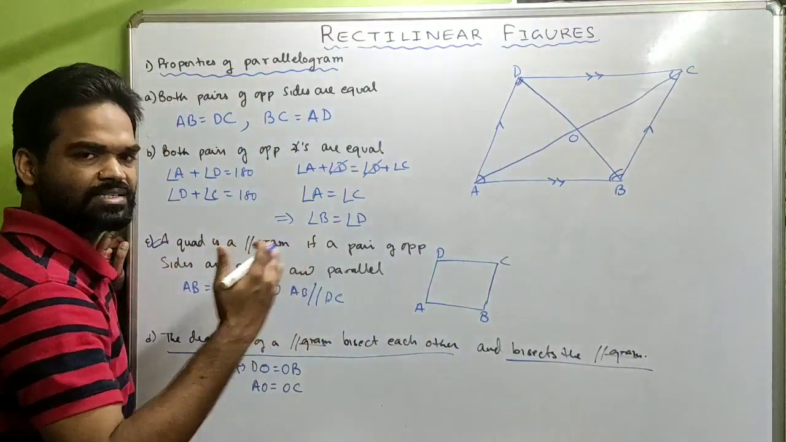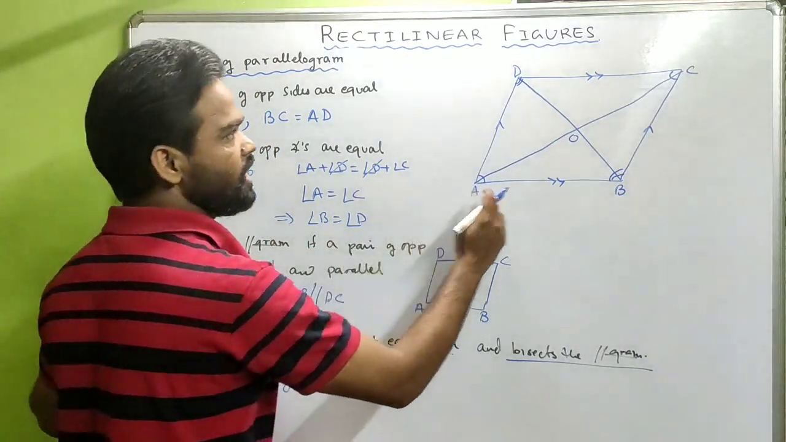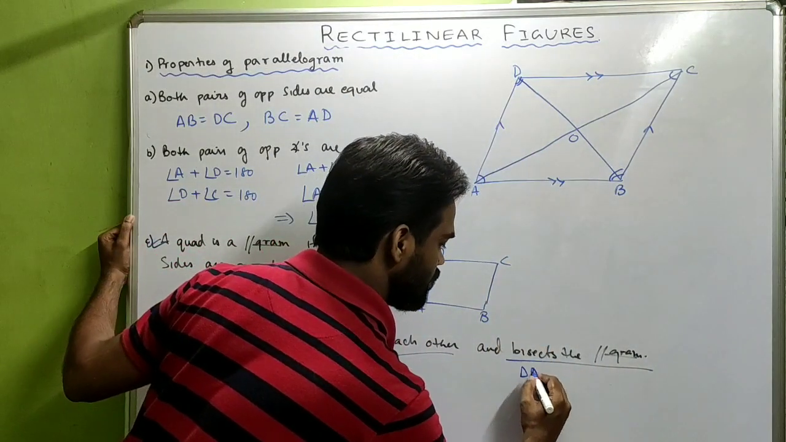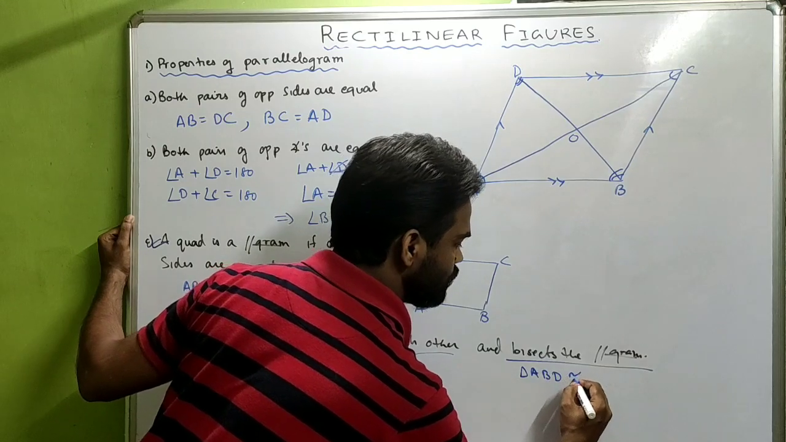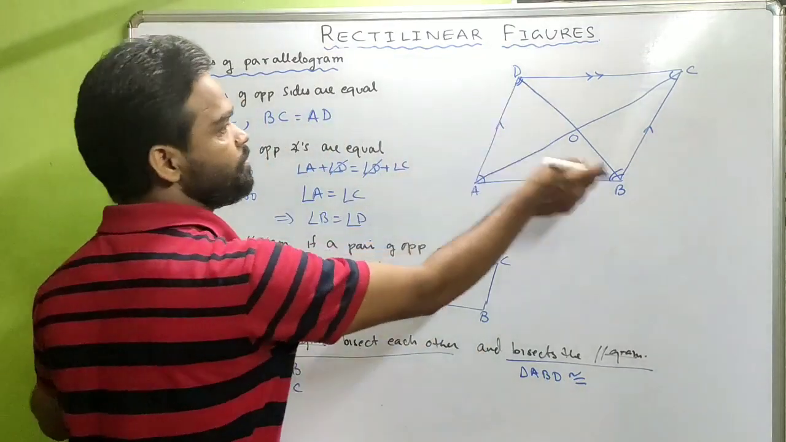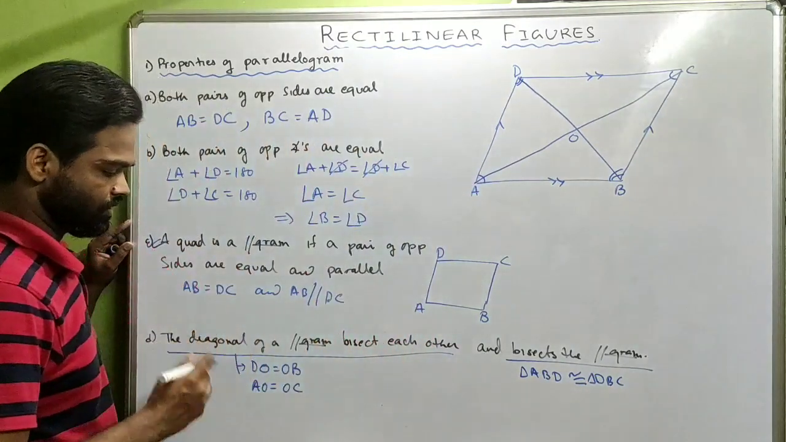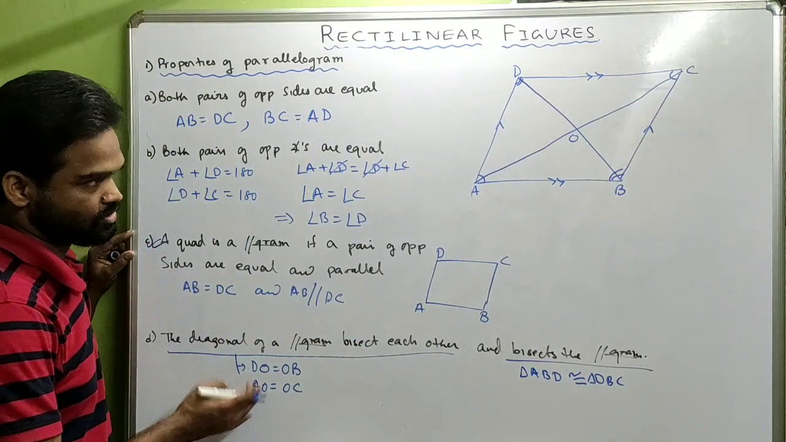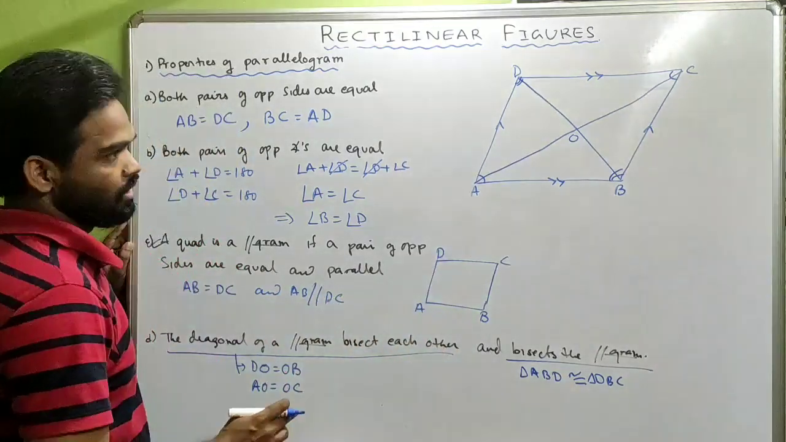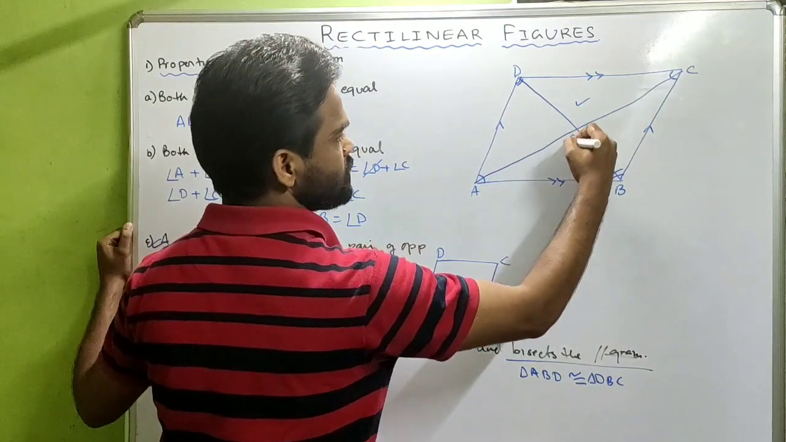And it bisects the parallelogram, which means, see the diagonal, suppose BD bisects the parallelogram into two triangles. See, triangle ABD. We need to prove that this is congruent to triangle DBC. That is the meaning. The first part, just look, very easy. I need to prove this.